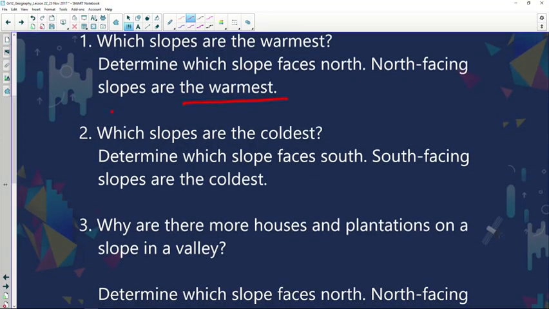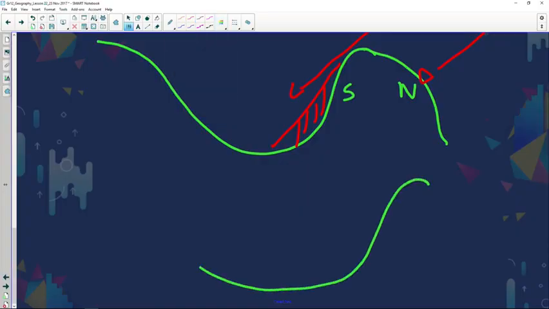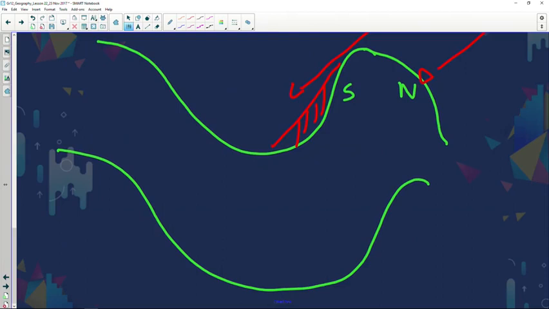If you look at our next question, why are there more houses and plantations on the slope of a valley? Once again, we're discussing local climate. Let's quickly draw our valley. There's our valley. During the climatology section, we learned about two breezes, katabatic and anabatic breezes. Anabatic breezes are upslope winds that move up the slope during the day, and during night time we experience katabatic breezes, when the air sinks to the bottom of the valley.